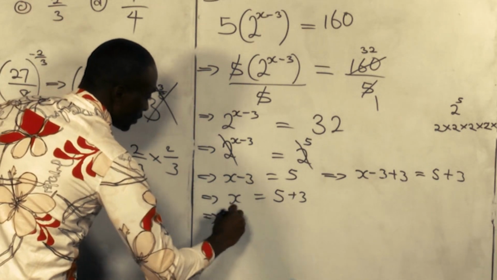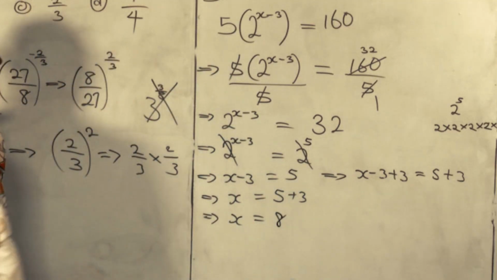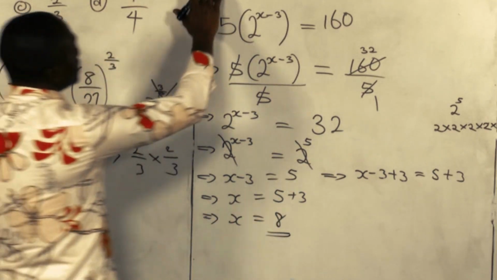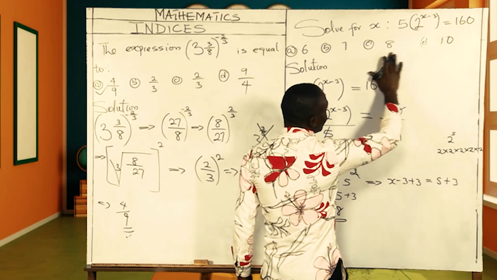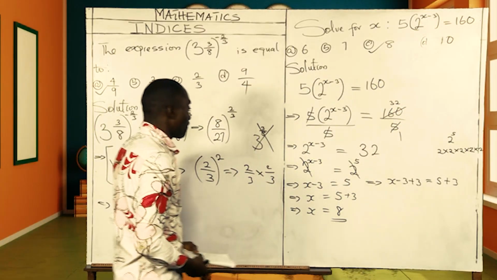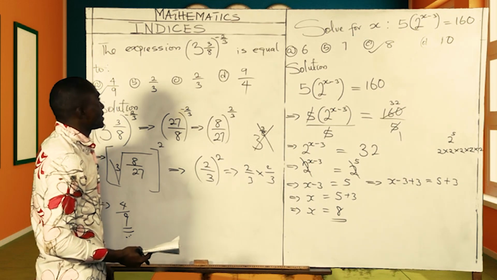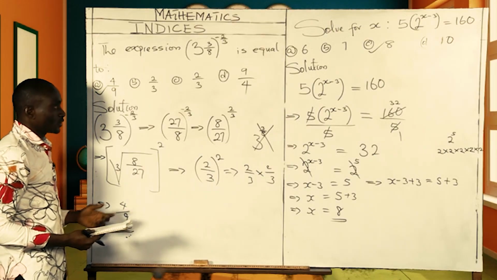And this will give us what? x equals what? 8, that is 5 plus 3. All right, and the value of x is what? 8. So the options: option A is 6, B is 7, C is 8, and D is 10. Option C is the correct answer. Okay, that is that. Now let's move to the next question.